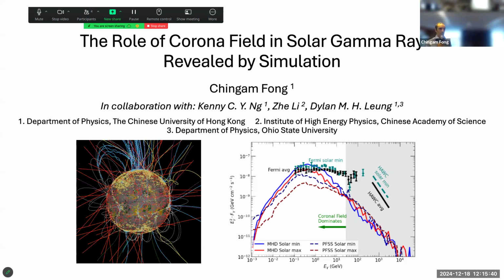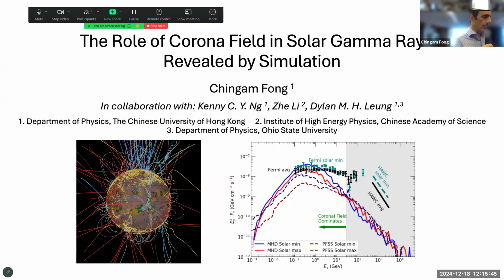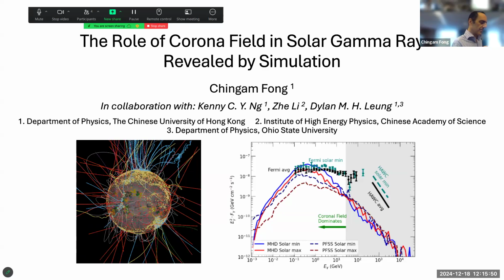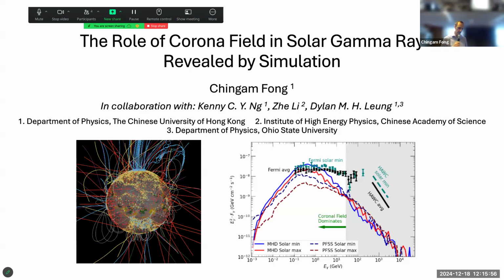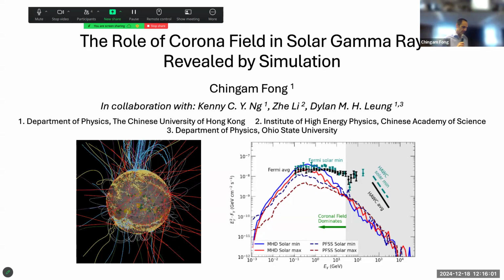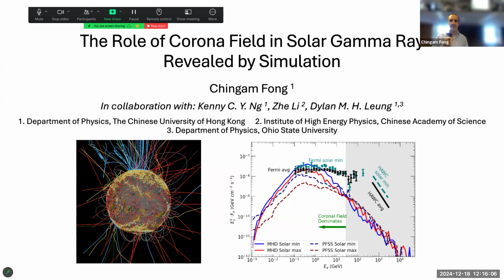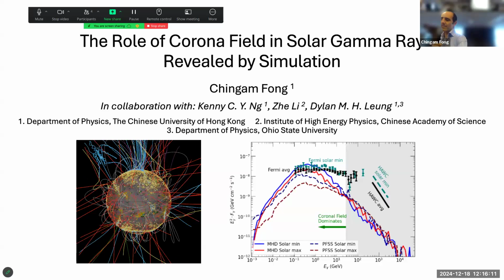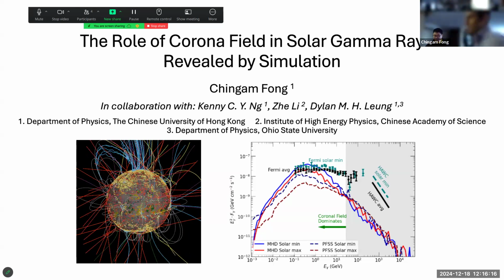He's visiting from the University of Hong Kong, and he's a fourth-year graduate student working with Kenny G. His primary interest is the intersection of cosmic rays and solar physics. He just recently finished a study on X-ray sterile neutrino dark matter. He also received a Bachelor's in Astrophysics at the University of California, Berkeley. Today he's going to tell us about the role of the coronal field in solar gamma rays revealed by simulation.